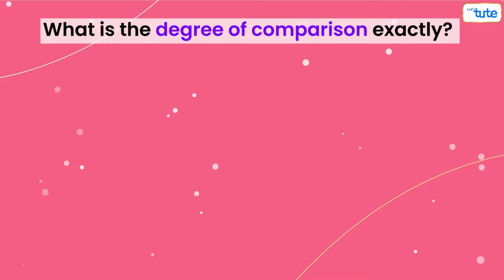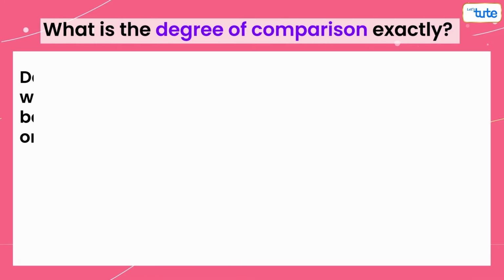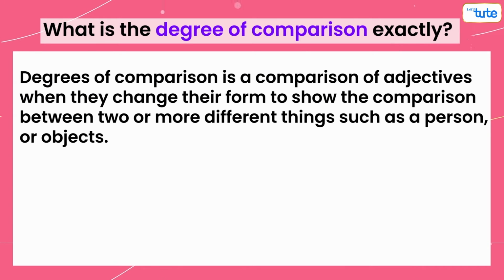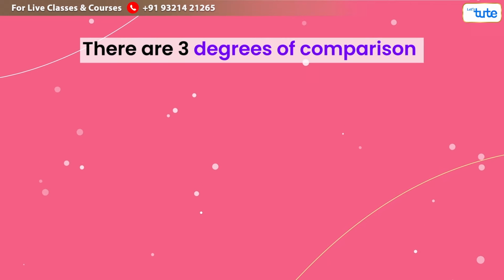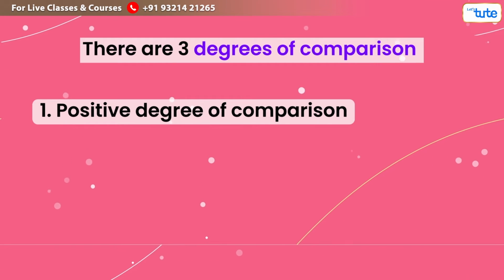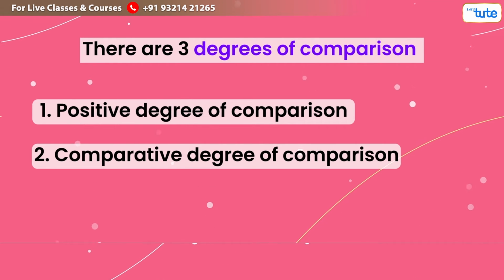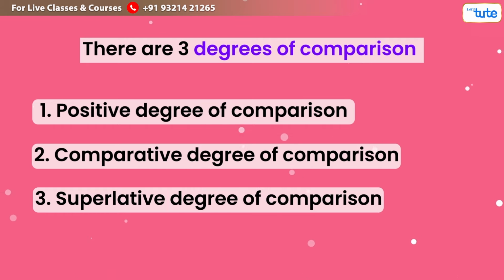What is degree of comparison exactly? Well, degrees of comparison is a comparison of adjectives when they change their forms to show the comparison between two or more different things such as a person or objects. There are 3 degrees of comparison: positive degree of comparison, comparative degree of comparison, and superlative degree of comparison.